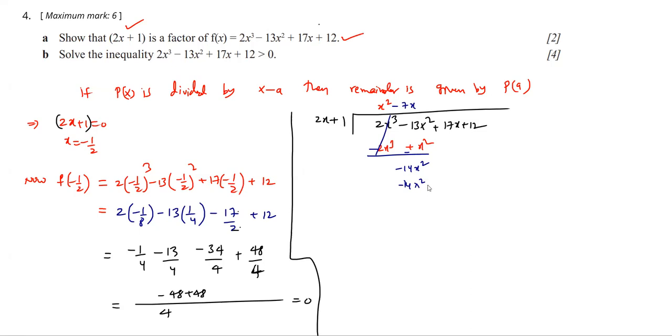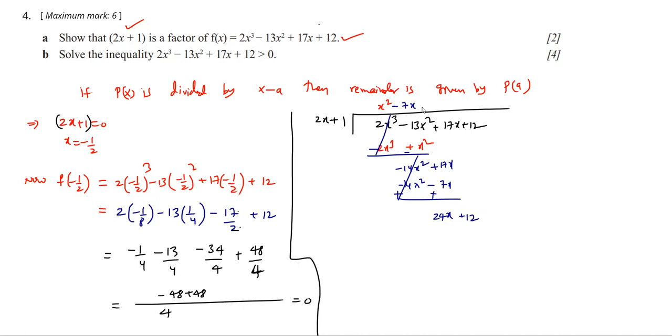And 7 times this, negative 7x. Actually, we need to drop down this 17x here. So minus will become plus, this will become plus. So 14 cancel, 17 plus 7, 24x. And drop down 12.